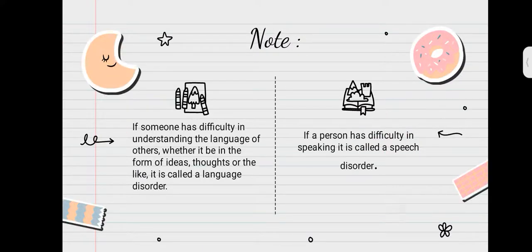Note: if someone has difficulty in understanding the language of others, whether it be in the form of ideas, talk, or the like, it is called a language disorder. If a person has difficulty in speaking, it is called a speech disorder.